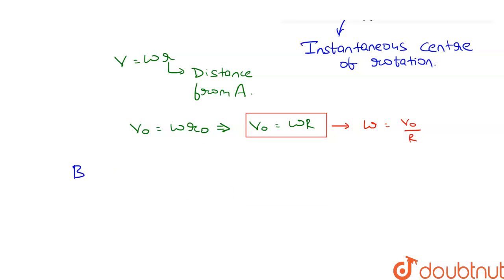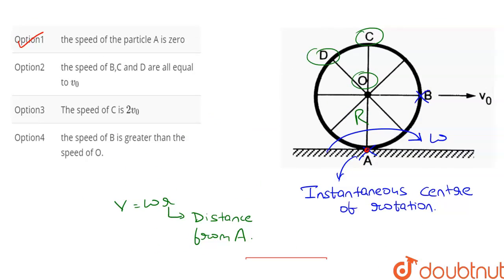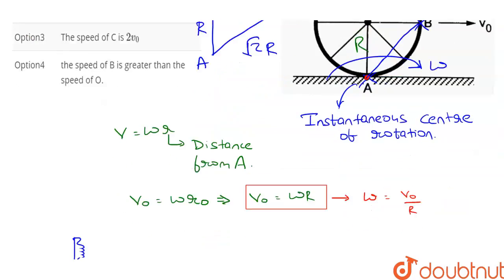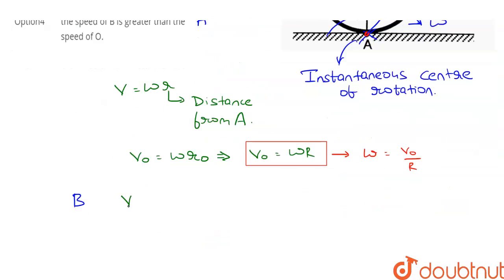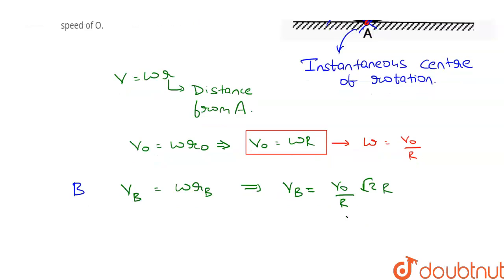For particle B, which is at this point, the distance between A and B can be obtained using a right triangle with perpendicular and base equal to capital R. This is A, this is B, and this is particle O. So AB is equal to root 2 R. Therefore speed of B, VB, which is equal to omega into RB, putting values we get VB is equal to omega, which is V0 upon capital R, into root 2 into R. Therefore VB is equal to root 2 V0.